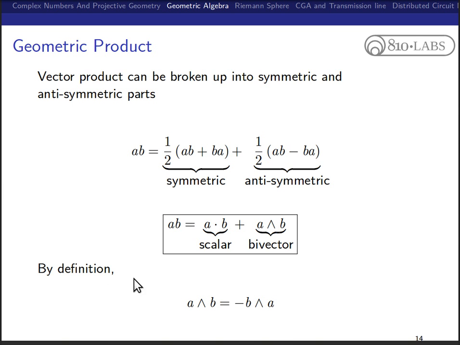And just so you know, by definition, this implies that changing the order of the vectors reverses the sign, which makes sense if you consider it to be an oriented plane segment that's swept out by 2 vectors. Okay, so a geometric product returns 2 different types, a scalar and a bivector. In geometric algebra, these are called grades. So a vector is grade 1, scalar is grade 0, and a bivector is grade 2, and so forth.